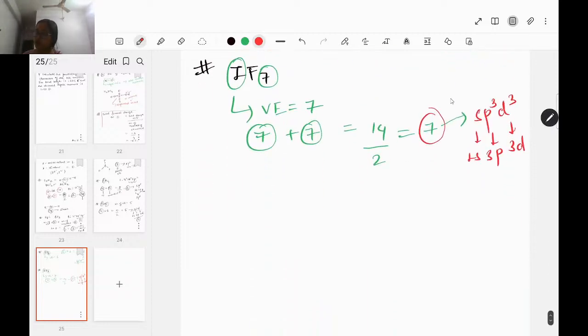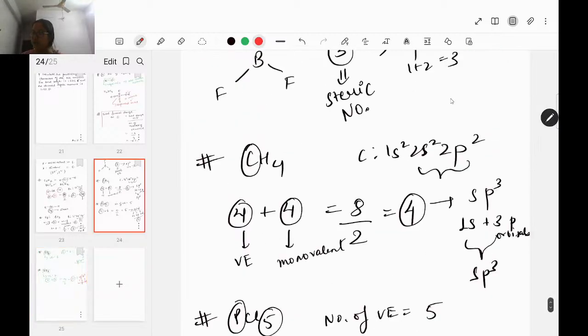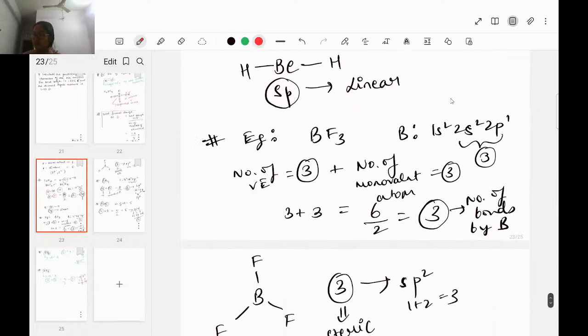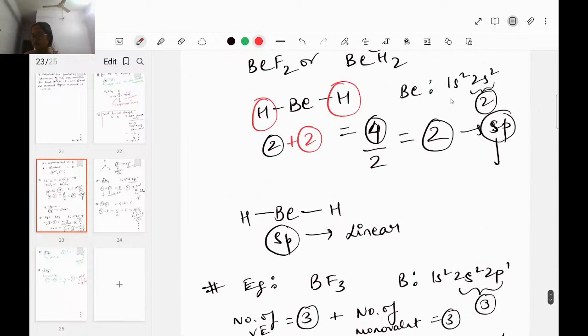Now, I just told you about hybridization, but what about shape and geometry? Let us go back from the beginning. We were talking about BeH2, right? I told you it is linear. Why is it linear? Because it is sp hybridized. I just explained it like that, but does it have any other option other than being linear?